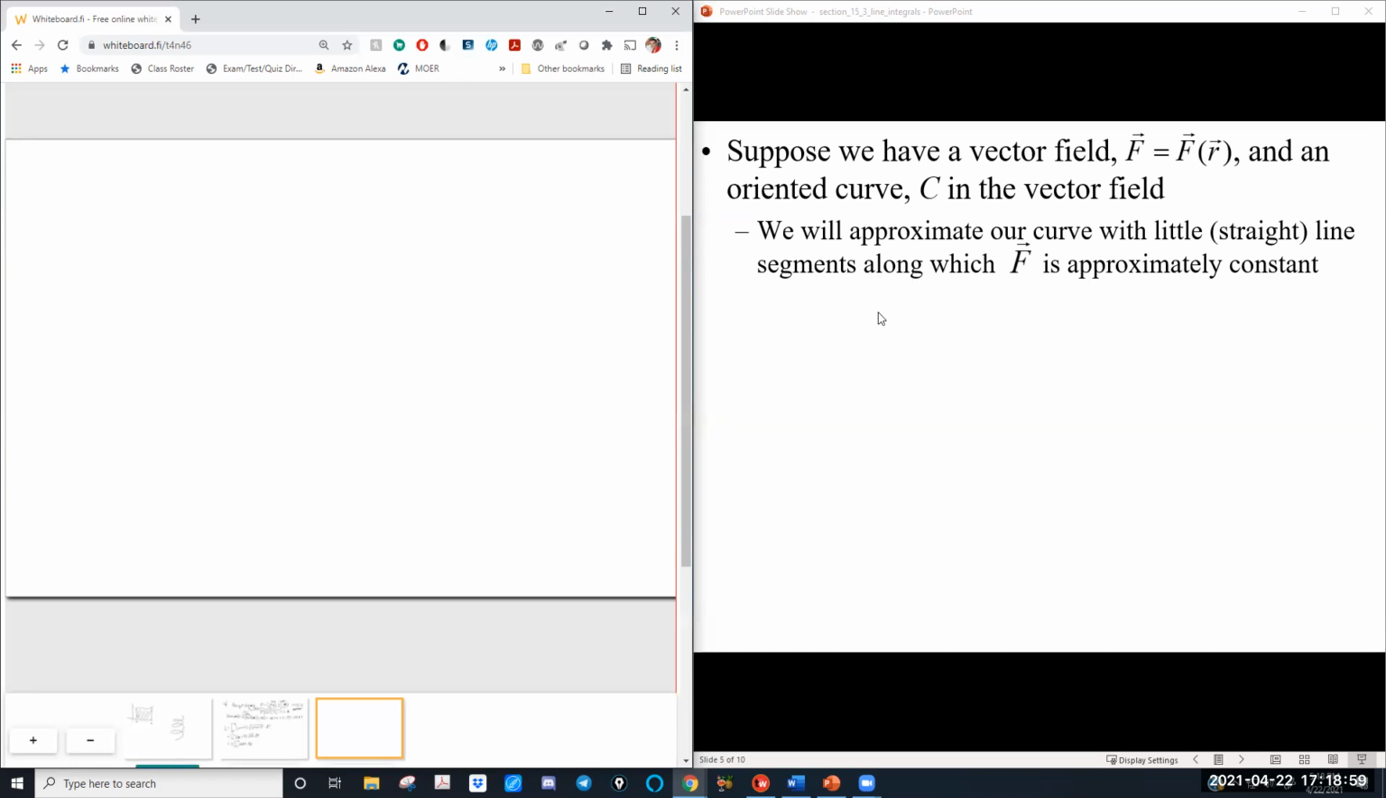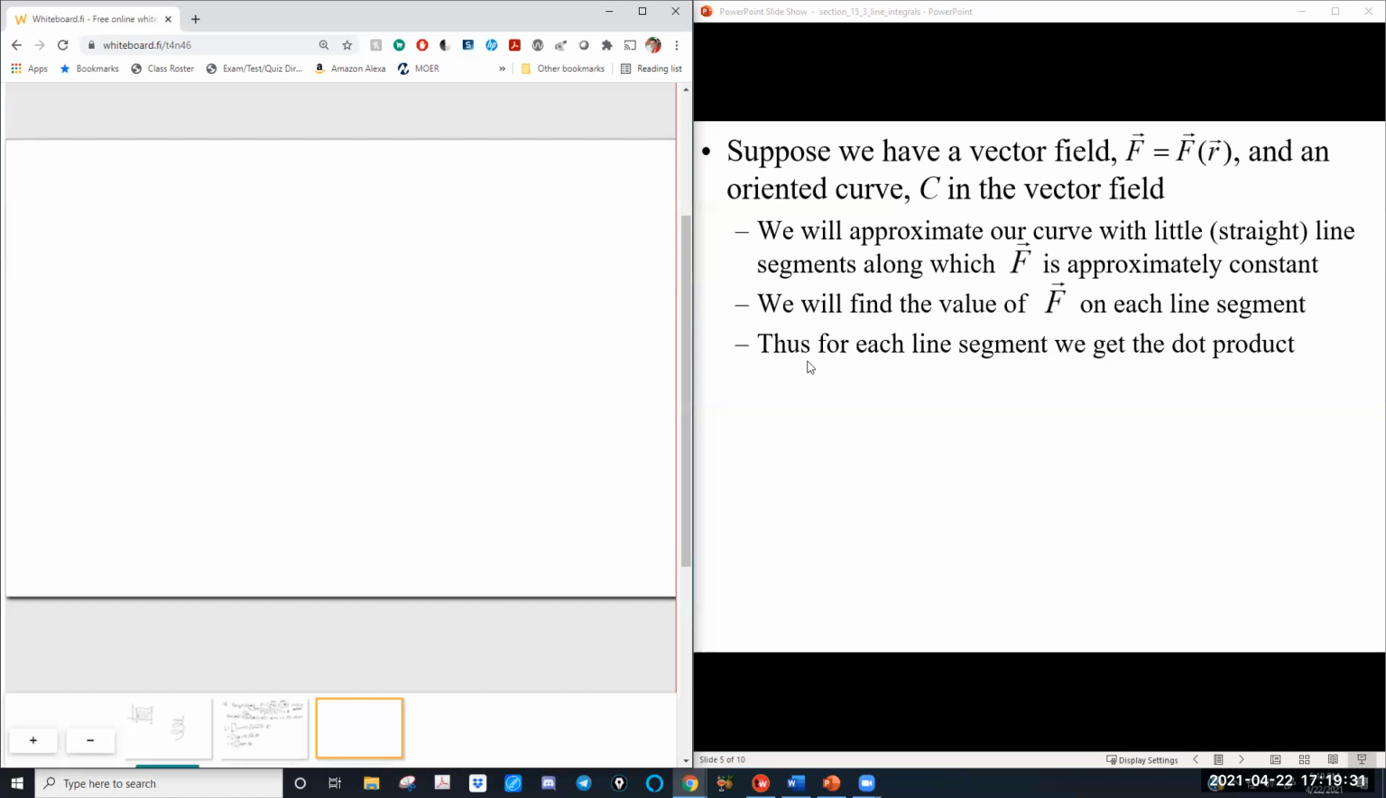So the way that we do this is we break that oriented curve into a bunch of little straight line segments, so we can assume that the vector field is approximately constant. I'm just giving you a little background on where the formula comes from. This isn't something you need to memorize. I just want the formula to feel a little more intuitive for you. So what we do is we find the value of our vector field on each of these little line segments.